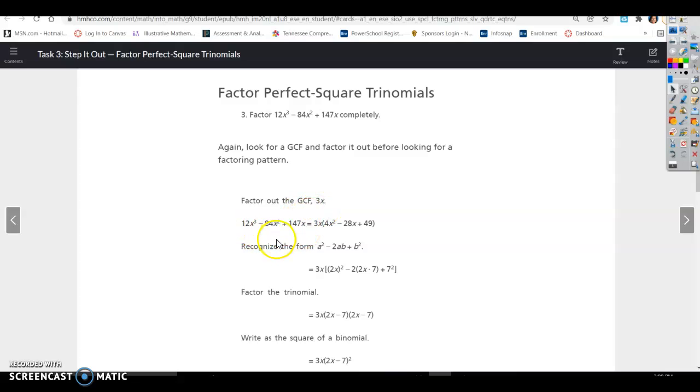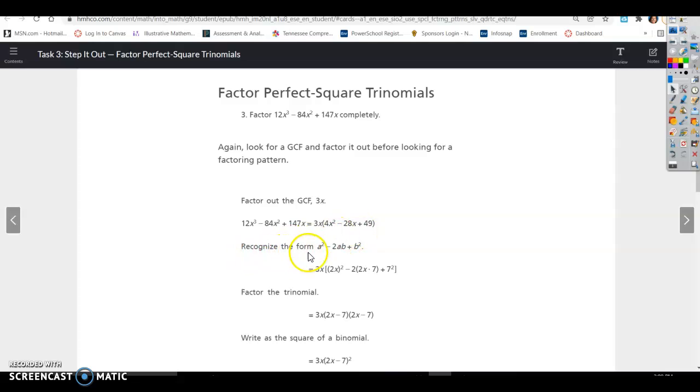If I factor 3x out of the expression given, 3x times 4x squared minus 28x plus 49 is what I have left. If you multiply this together using the distributive property, 3x times 4x squared is 12x cubed. 3x times negative 28x is negative 84x squared. And 3x times 49 is 147x. So again, these two things are equivalent. So far, all we've done is factor out the greatest common factor.